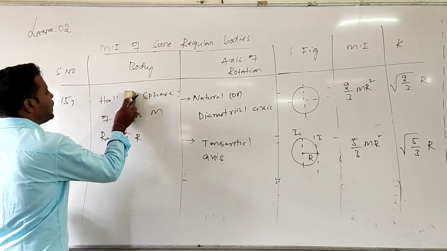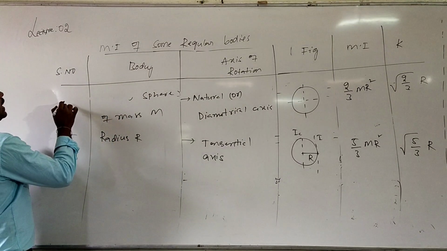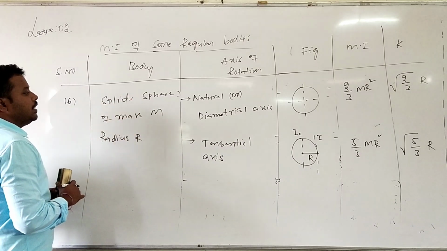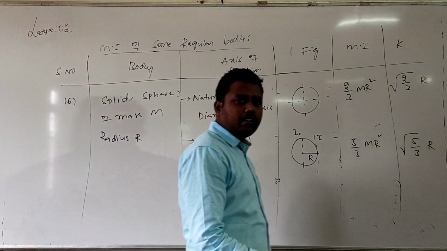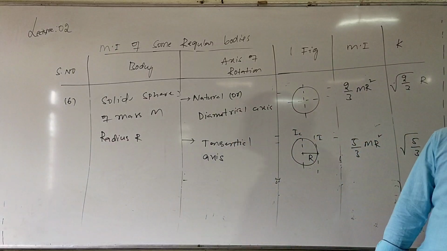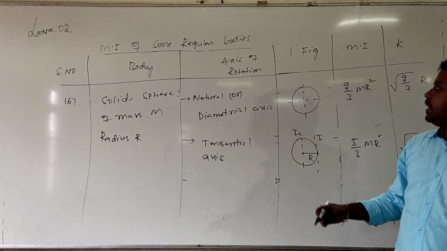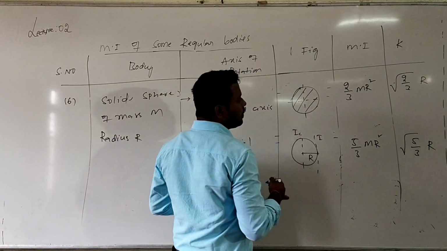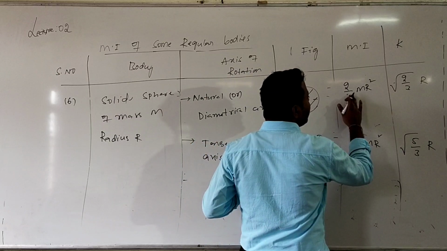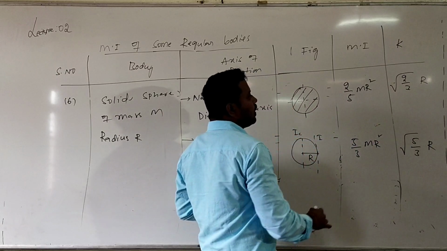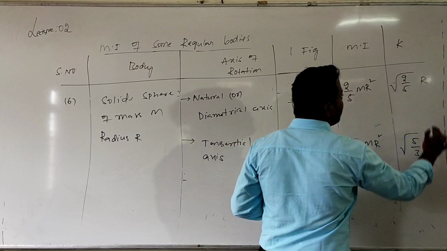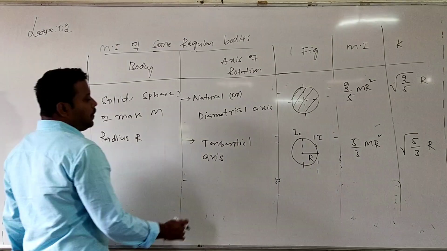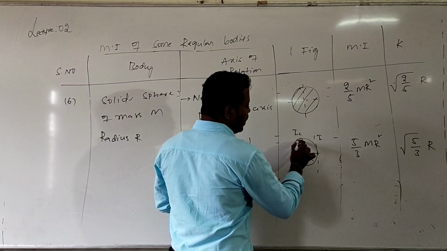Now for the sixth one, we will consider a uniform solid sphere of mass M and radius R, about its natural or diametrical axis. In case of a solid sphere, the mass will be distributed everywhere. The expression for moment of inertia is given by 2 by 5 MR square. The radius of gyration is root over 2 by 5 into R. Understood?